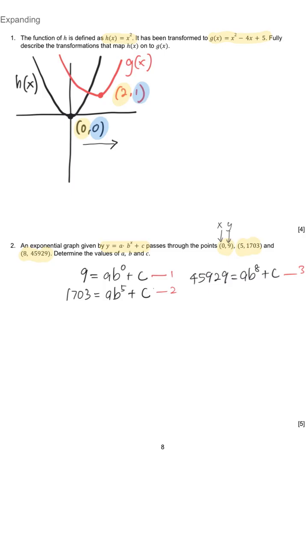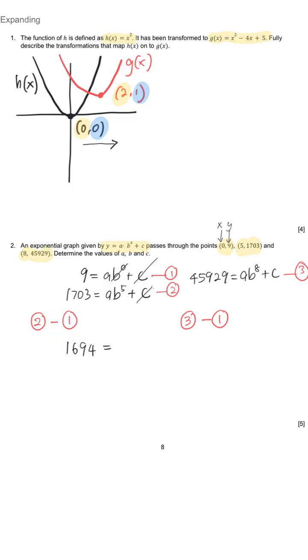The first one, substitute y as 9 and x as 0. Equation 2, y is 1703 and x is 5, and I did the same with equation 3. So how to solve these 3 equations? First, equation 2 minus equation 1. The c cancels out, and on the left side, 1703 minus 9 gives 1694.